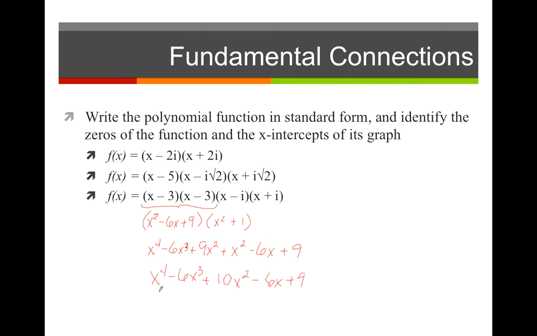So there we have our quartic. The zeros of this polynomial are positive 3, positive i, and negative i, but the only x-intercept for the graph is positive 3.